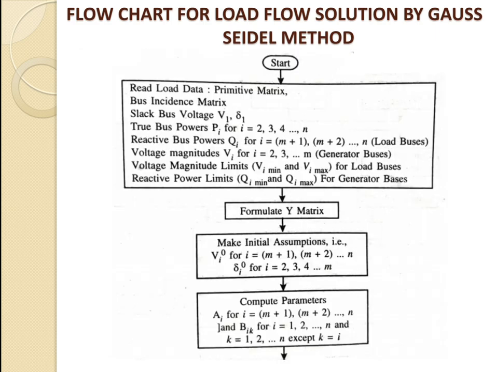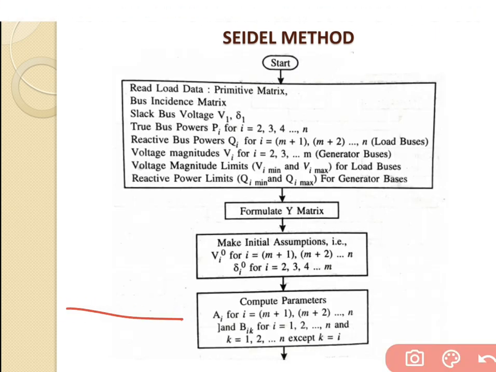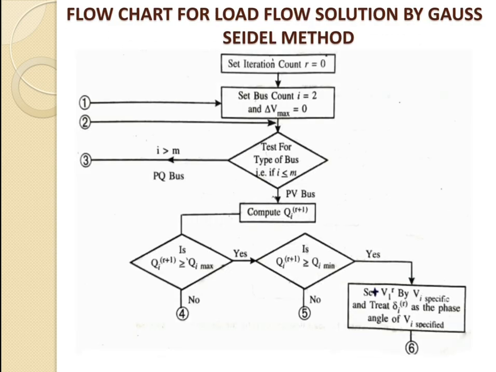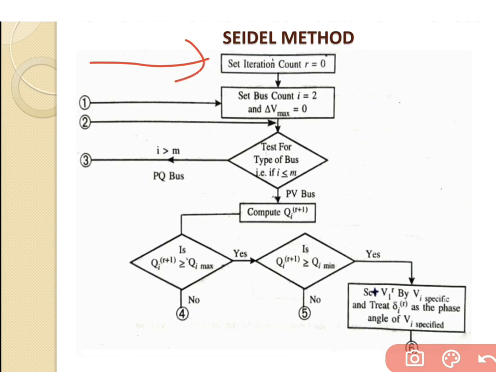So compute parameter Ai for i equal to m plus 1, m plus 2 up to n, and Bik for i equal to 1 to n and k equal to 1 to n, except k equal to i, because bus number 1 is considered as the slack bus. Go for step number 4, that is, set iteration count r equal to 0. That is why it is written over here: set iteration count r equal to 0.